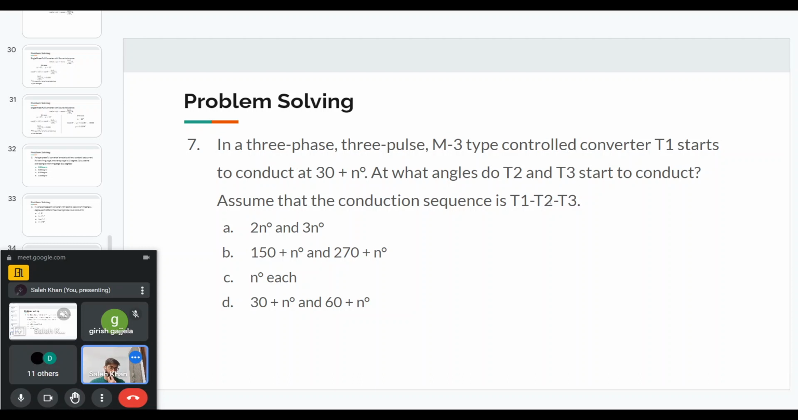So again, you can take 1 or 2 minutes. You can maybe draw this circuit and draw the three phase voltages, and then you can just try to see when you think these T2 and T3 will conduct. Okay, so most of you have guessed correctly.